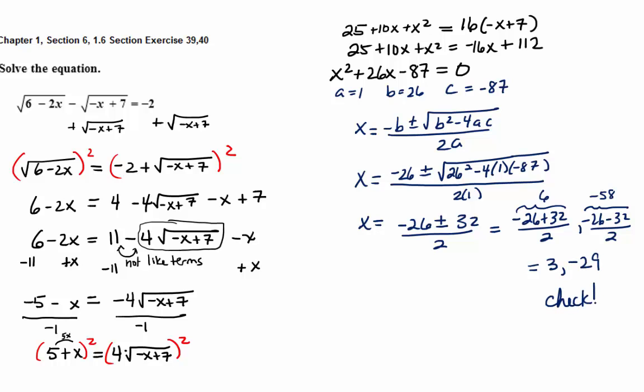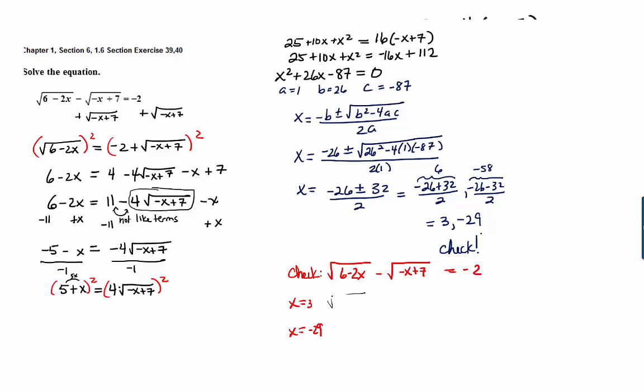Okay, we have to check. So if x is equal to 3, we get the square root of 6 minus 2 times 3, minus the square root of negative 3 plus 7. This is the same as the square root of 6 minus 6, which is 0, minus the square root of negative 3 plus 7, which is 4, which is in fact equal to negative 2. So this is a solution.